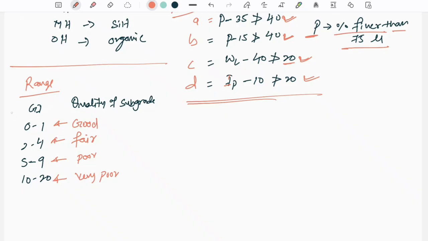Once you obtain the group index value, then you can decide the quality of subgrade. So here is the range. If the group index lies between 0 to 1, then the quality of subgrade is good. And if it is between 2 to 4, then it is fair. Between 5 to 9 it is poor, and if it is between 10 to 20, then it is very very poor subgrade quality. Okay, so to keep good quality of subgrade, the GI value should be 0 to 1.